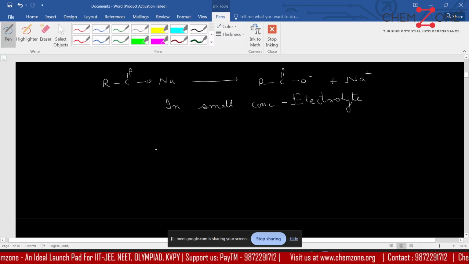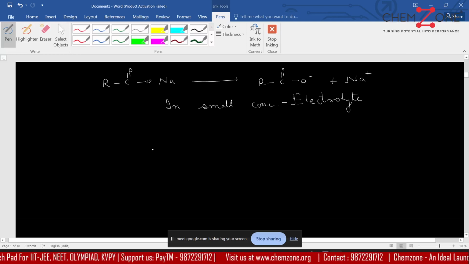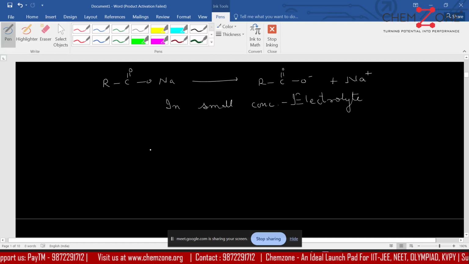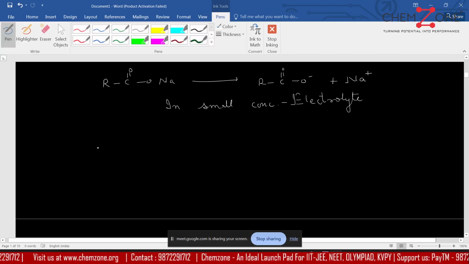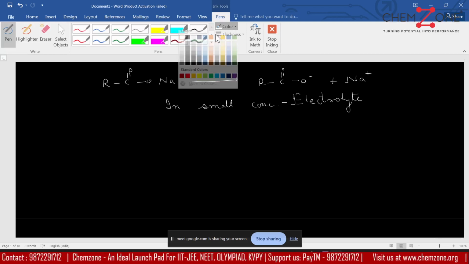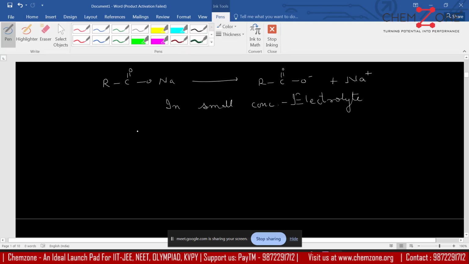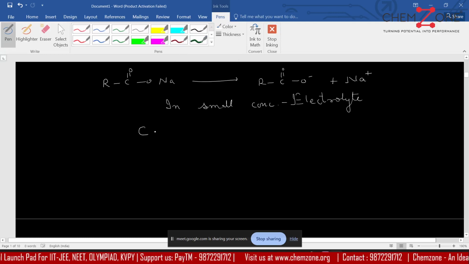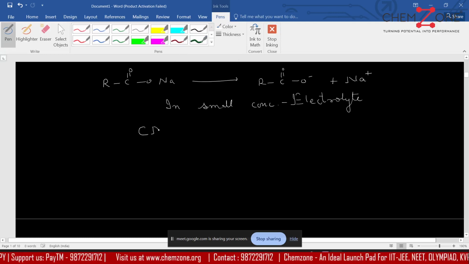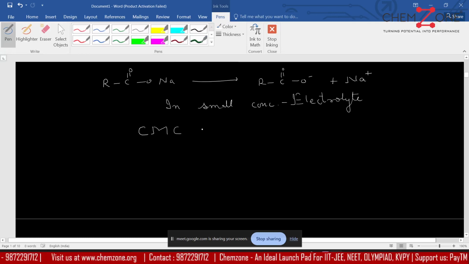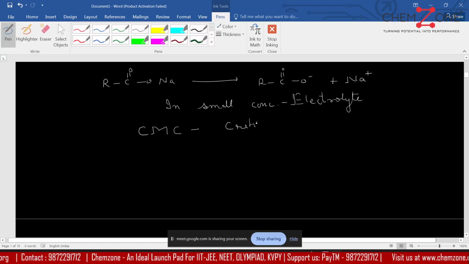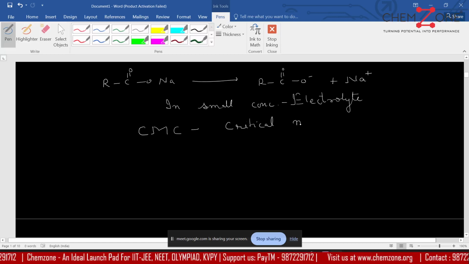Have you ever observed that if you add a small amount of soap in water, it does not give any lather? But if it is added in more quantity, after a certain concentration, what happens now? There is a particular concentration above which the froth formation takes place. That minimum concentration is called the CMC. We call it the critical micellization concentration.